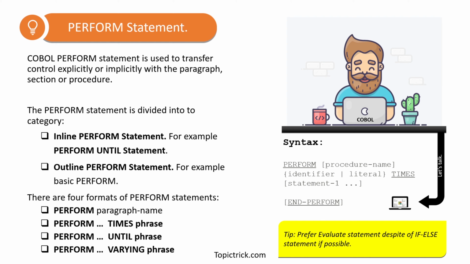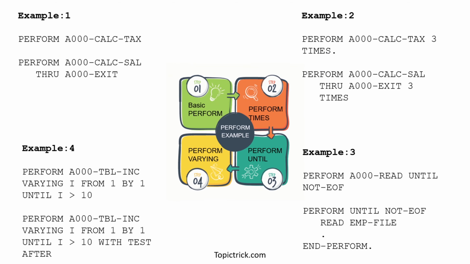There are 4 different variants of the COBOL perform statement. The first one is a normal or basic perform statement. The second one is perform with times phrase. The third one is perform with until phrase. And the last one is perform with varying phrase. Now let's look at a couple of examples for each variant so that you can understand how you can use these statements in your COBOL program.